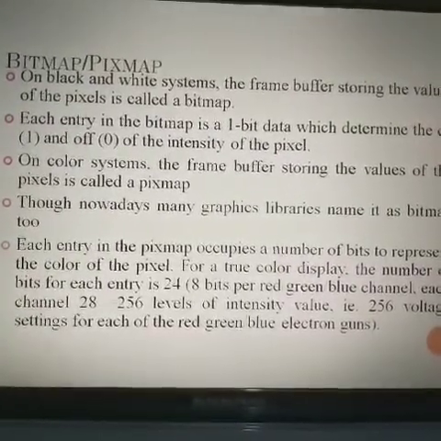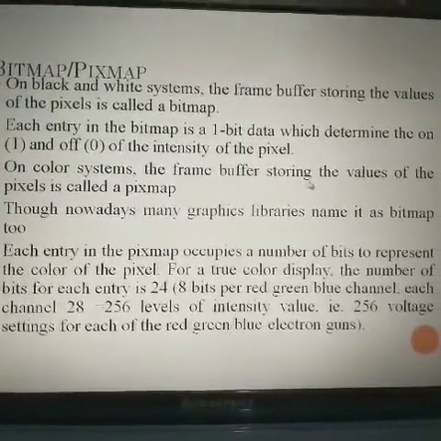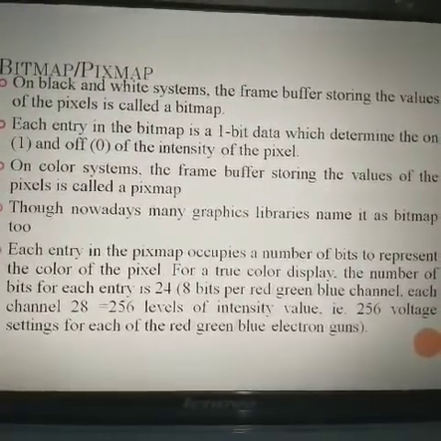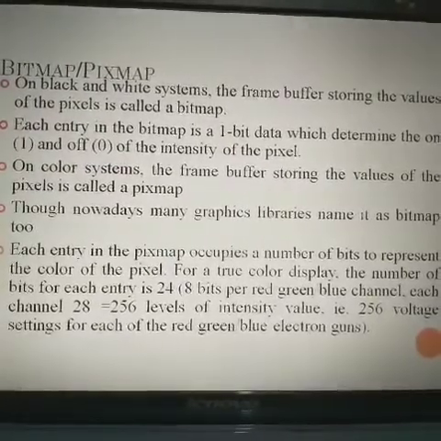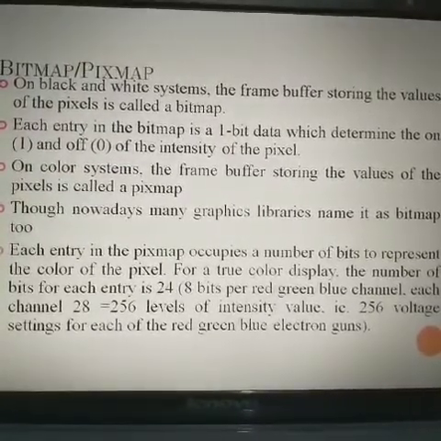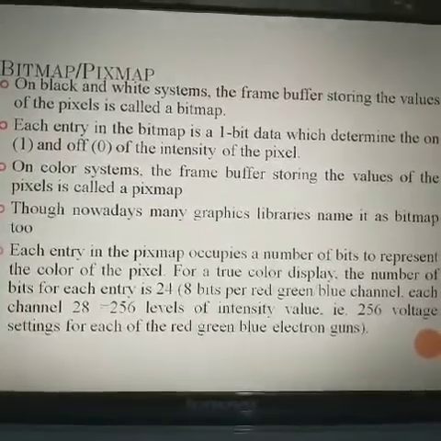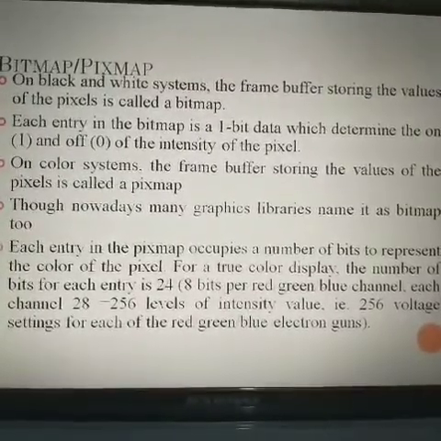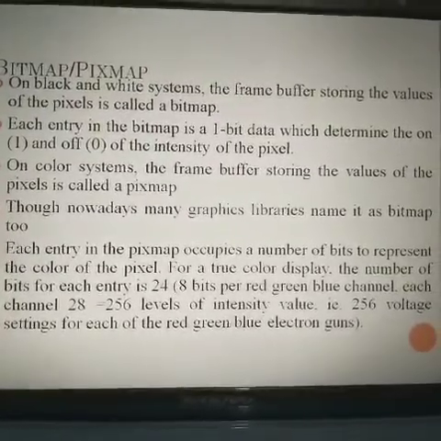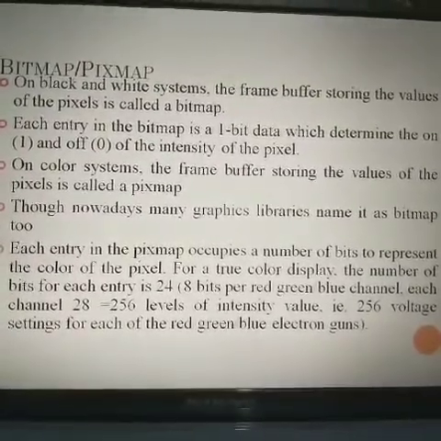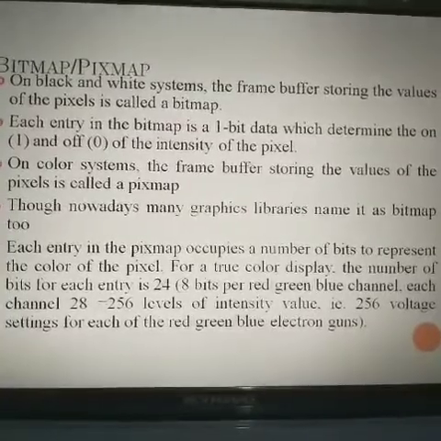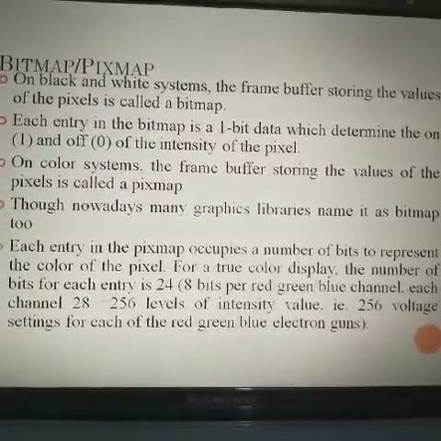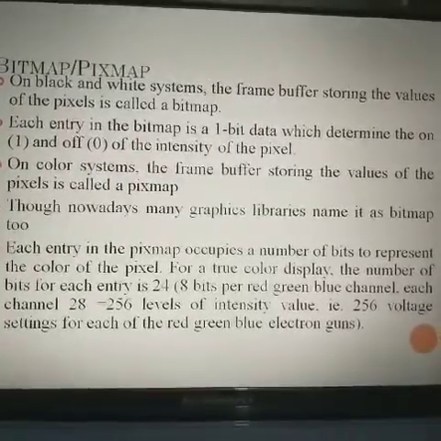On a colored system, the frame buffer storing the values of the pixel is called the pixmap. Clear? There are two words: first is bitmap, which is used for the black and white system, and pixmap for the color system. Nowadays many graphics libraries name it as a bitmap too. Each entry in the pixmap occupies a number of bits to represent the color of the pixel.